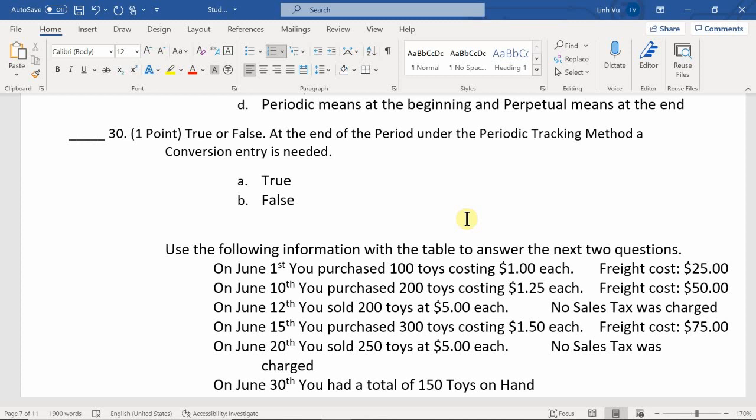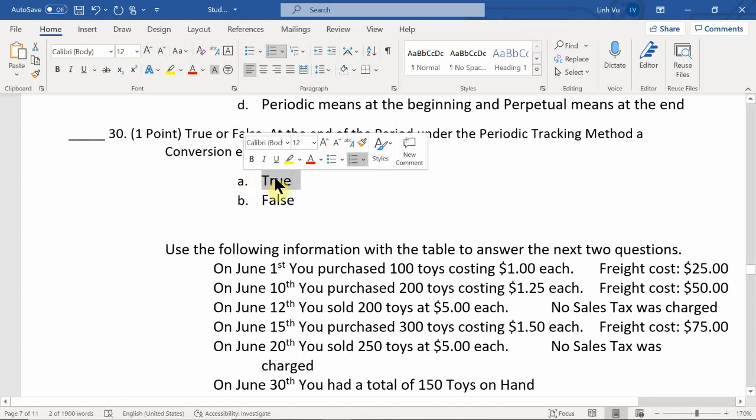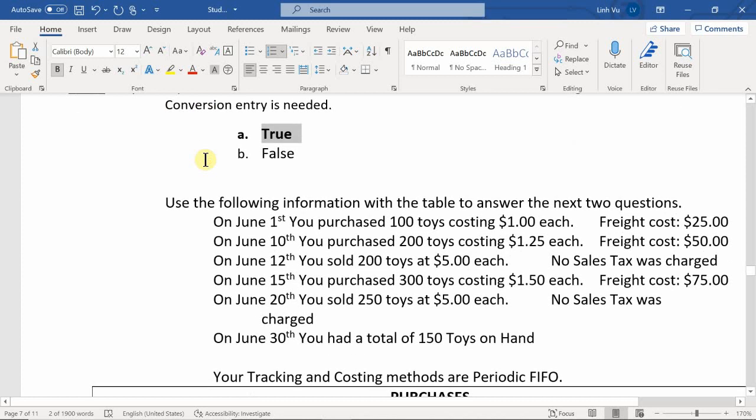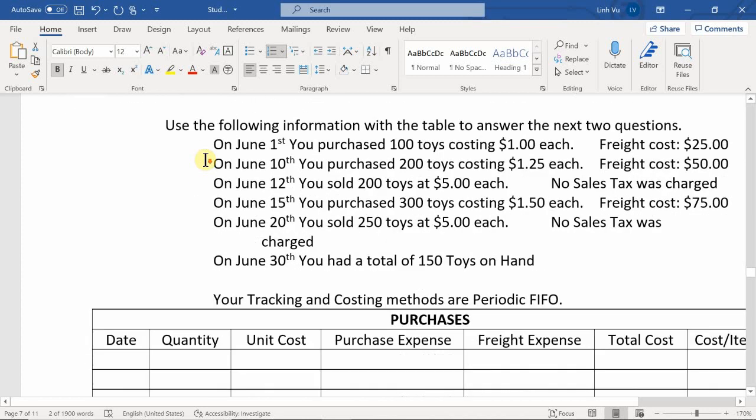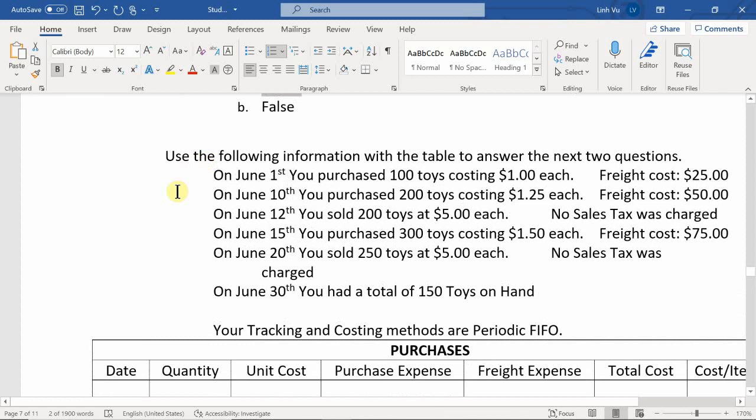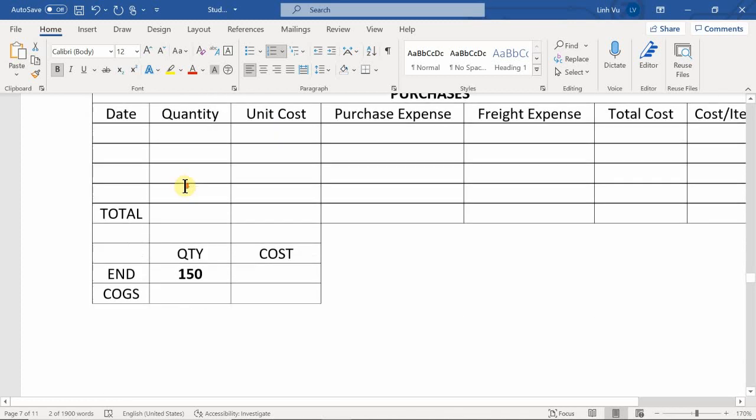Okay. Again, true or false? At the end of the period under the periodic tracking method, a conversion entry is needed. That is true, yes, because we originally recognized our inventory as an expense. So when we find out what our totals are at the end of the given period, you are required to do a conversion entry. So this is where we're going to practice how to fill out our table.